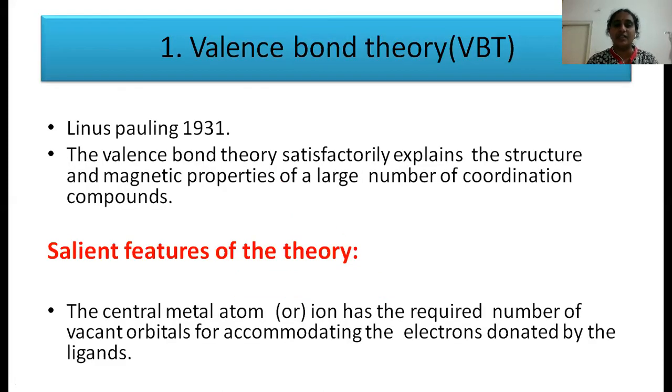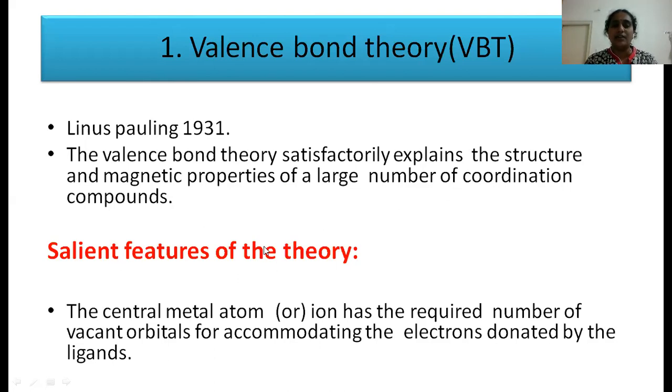Last class we discussed Werner's theory and Sidgwick's theory. In Sidgwick's theory there were a few drawbacks. To overcome those drawbacks, a new theory came out, called valence bond theory. This theory was explained by Linus Pauling in 1931. According to this theory, mainly it explains the structure and magnetic properties of a large number of coordination compounds.